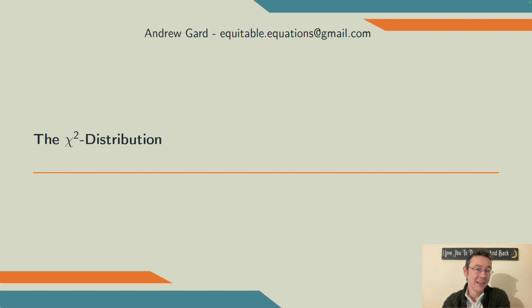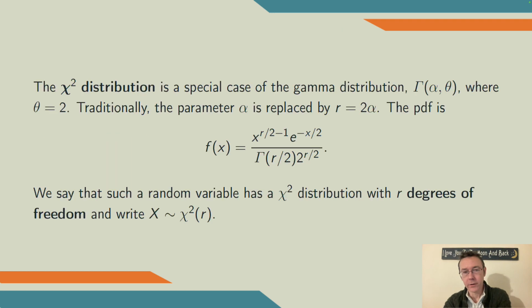Hey everybody. Today we're talking about the chi-squared distribution, which is just a special case of the gamma distribution, where the parameter theta is equal to 2. Traditionally, the other parameter, alpha, is replaced with r, which is twice alpha. And there's good reasons for that we'll see in just a little bit.